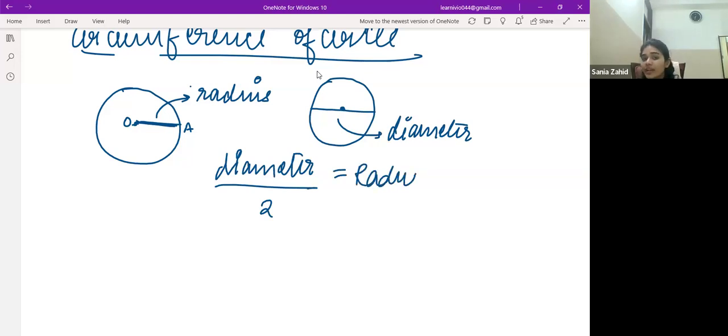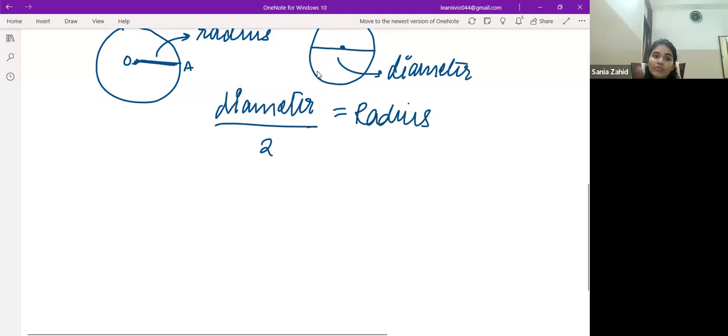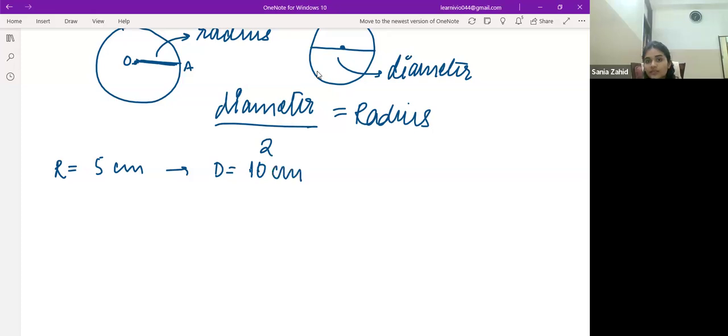Right. Now if I say that the radius of a circle is 5 centimeter, can somebody tell me what will be the diameter? If radius is 5 centimeter, what is the diameter? Radius into 2. Yeah, so diameter will be 10 centimeter. 10 centimeter. Very good. Razan, do you also understand this?